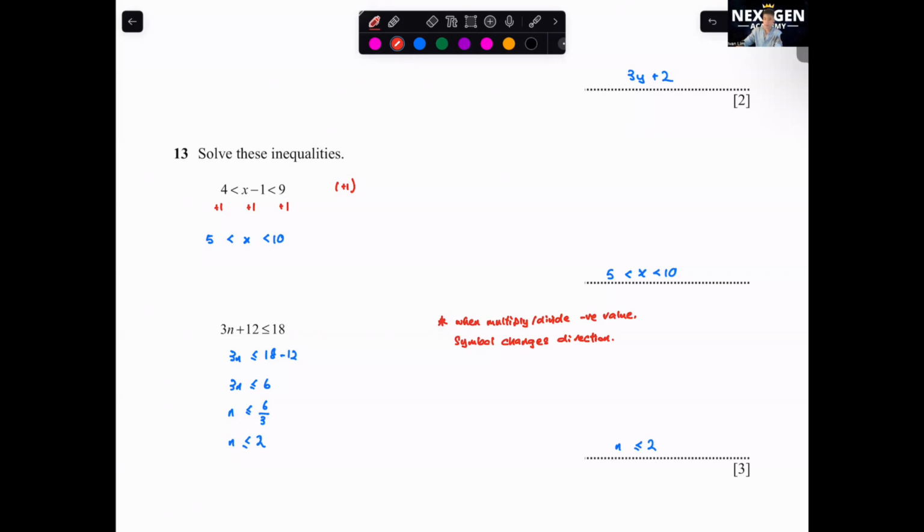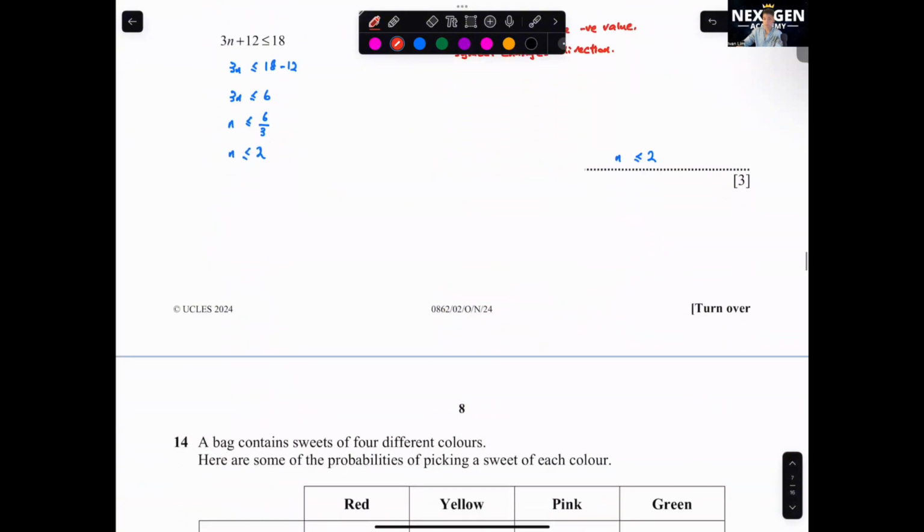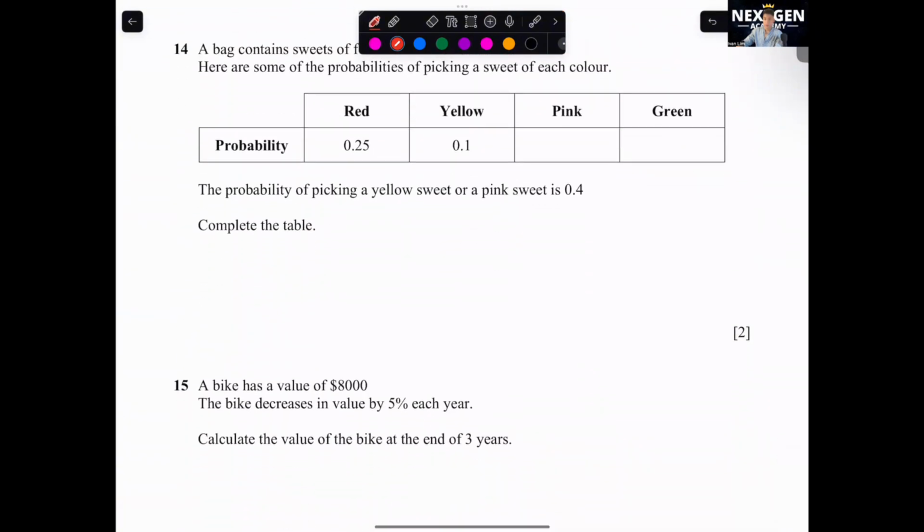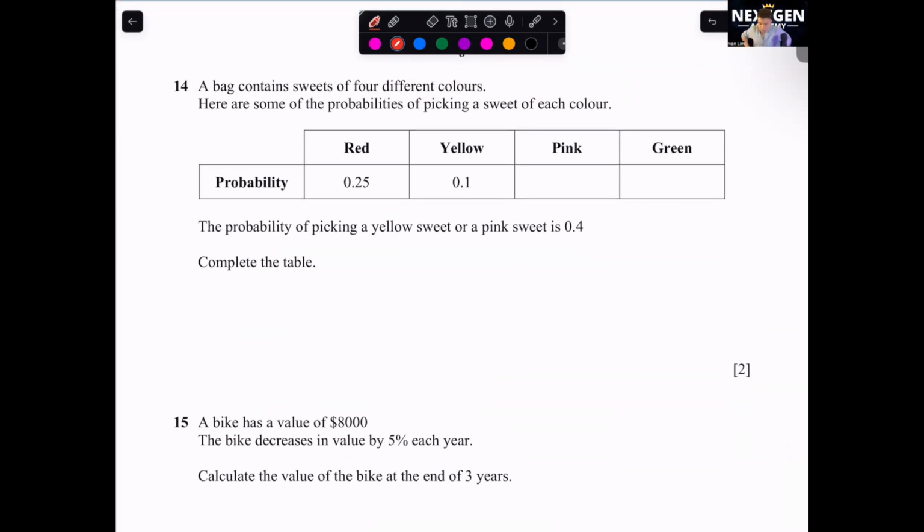All right. Okay, let's go on to question 14. Okay, this is on the question of probability. A bag contains sweets of 4 different colors. Here are some probabilities of picking a sweet of each color.